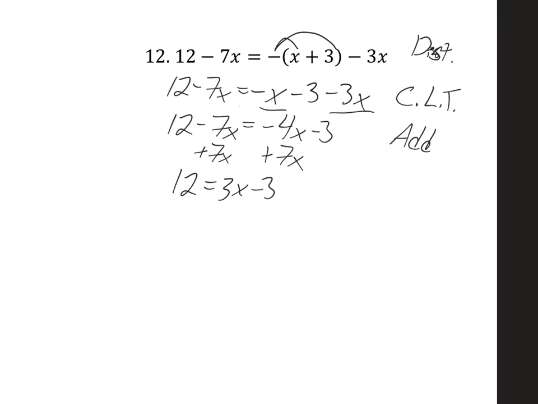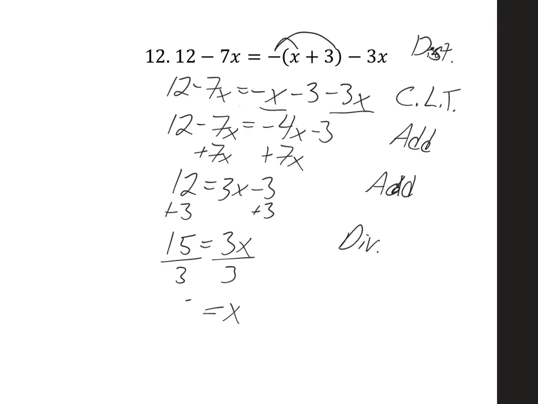Okay, and then I want to get x by itself, so I want to move that minus 3, so again, I'm going to add, so plus 3 plus 3, 12 plus 3 is 15, which equals 3x, and then finally I'm going to divide both sides by 3, so x equals 5. If we were to plug this in, we will get where they equal each other, so that's all good.